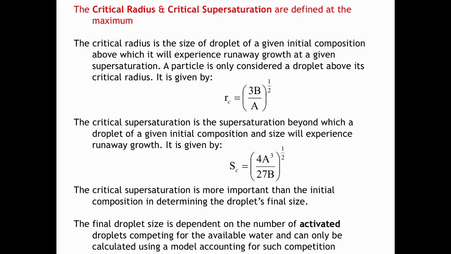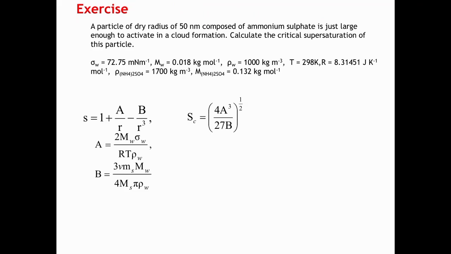So, I'll just take you through this exercise because this will be another example of the sorts of things that you'll get for clouds. If you've got a particle of dry radius, now you remember what I was just saying, that's going to be the thing that dissolves and acts as your cloud seed. If you've got a particle of dry radius 50 nanometers, and it's made of ammonium sulfate, so that's just soluble material, and it's large enough to activate in cloud formation, how do you calculate the critical supersaturation? So calculate what the supersaturation is in the cloud that's just large enough to activate in cloud formation.